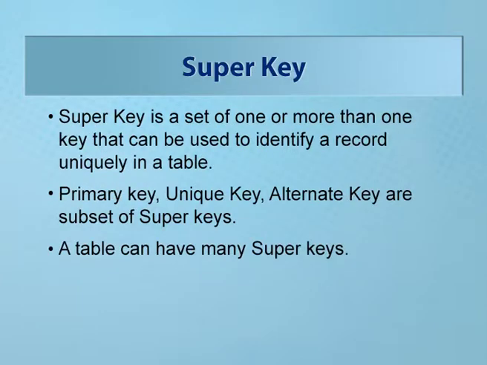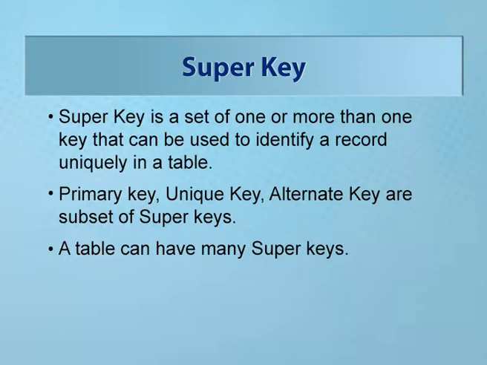A super key is a set of one or more keys that can be used to identify a record uniquely in a table. It can be a single key or a set of keys. The combination we call a super key. The only thing it has to do is identify a record uniquely. Either it uses one key or a set of keys, more than one key, then it is called a super key.